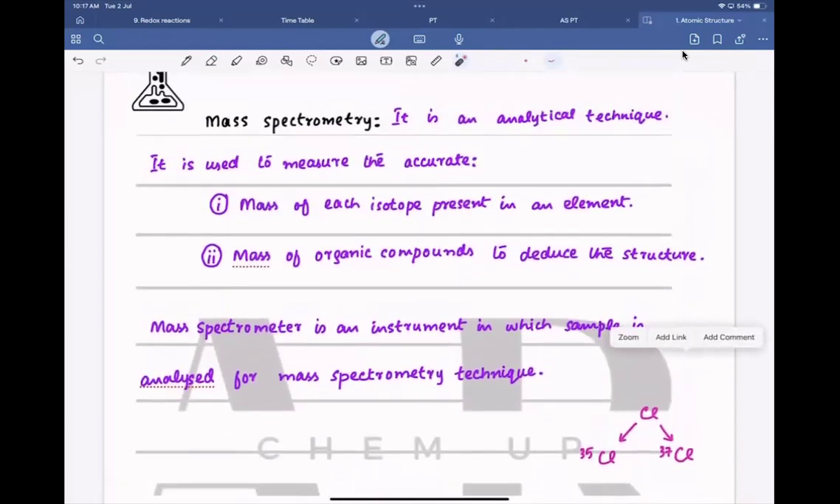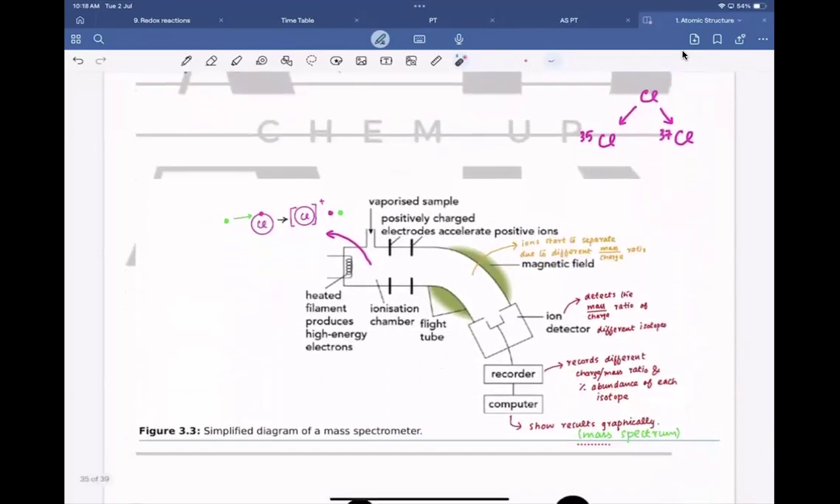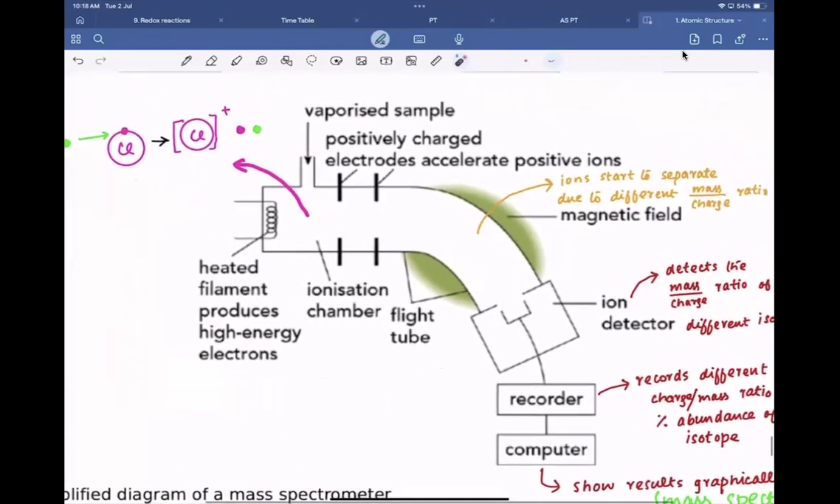Now have a look over here. If we talk about chlorine, it has two isotopes that you have studied from your O levels. One is chlorine 35 and the other one is chlorine 37, right? So the thing is, how are we able to figure out that it has two isotopes? For that we have performed mass spectrometry. This is the ray diagram.